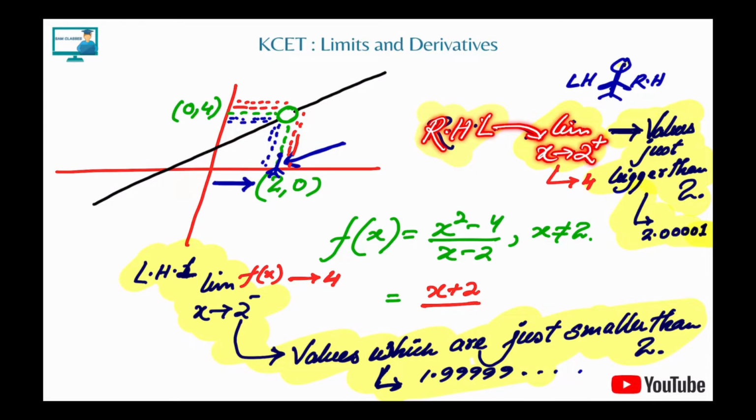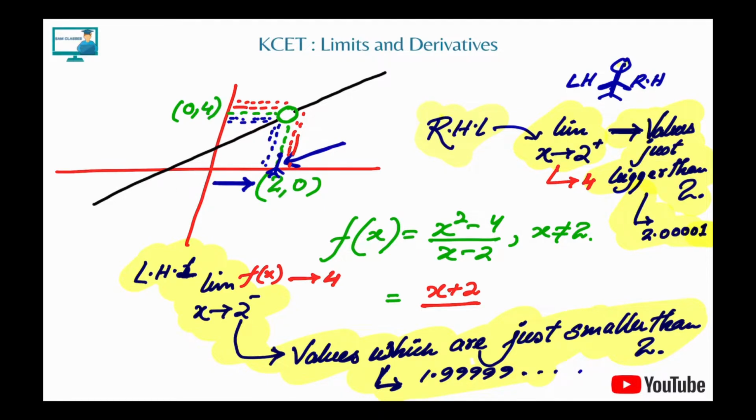Now, this 2 plus means what, student? We are denoting a value which is just a bit bigger than 2. Don't confuse it. Later we'll clarify what 2 plus and 2 minus mean in detail. So it means values which are just bigger than 2. Now let's see what the left hand limit means.